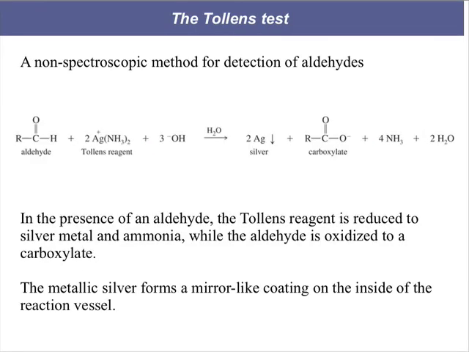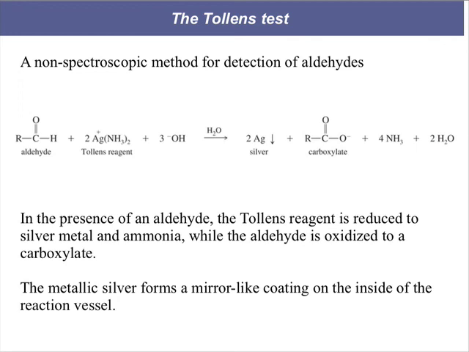Lastly, I want to tell you about a non-spectroscopic method of detection of aldehydes. Remember, we looked at lots of ways using spectroscopy to detect aldehydes. For example, NMR, we can detect aldehydes by looking around 9 to 10 ppm for aldehyde hydrogen. In IR, we can see the aldehyde carbonyl at 1725 and the aldehyde CH bond at 2700 and 2800. There's all kinds of great ways using spectroscopic methods to determine whether aldehydes are present.